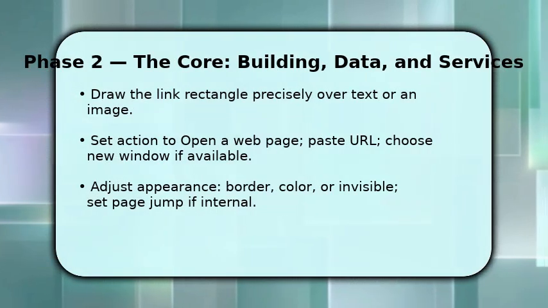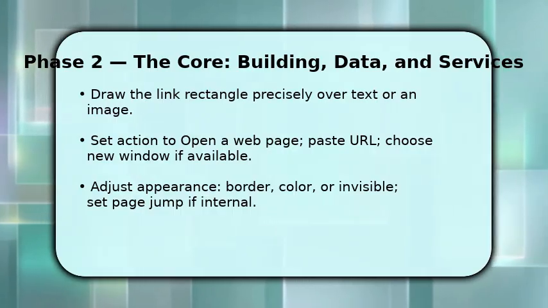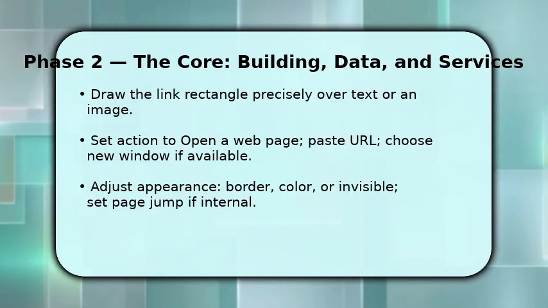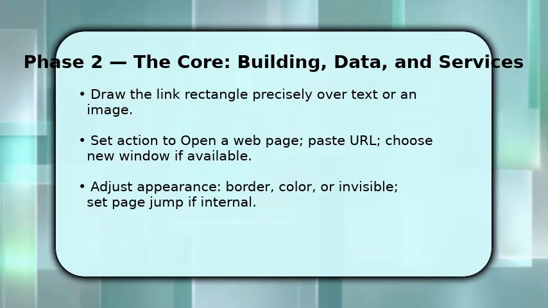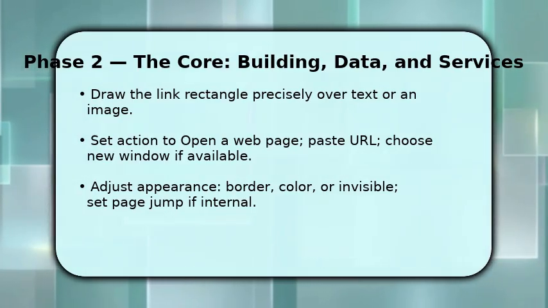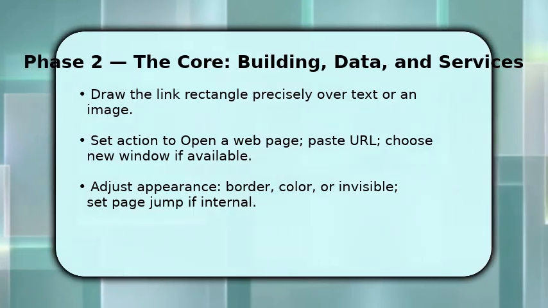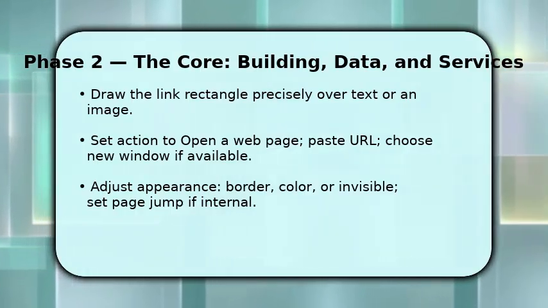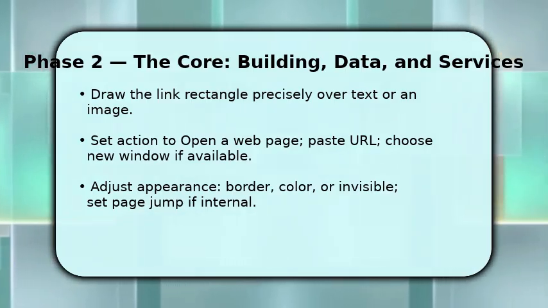Now you create the actual link. Draw a rectangle or highlight the text area you chose. After drawing, assign the action, select Open a web page for external URLs, and paste the URL exactly, including https:// when required. If the editor allows, choose to open in a new window so readers don't lose the PDF. Otherwise, leave defaults. Once configured, tweak appearance, border color, thickness, or make it invisible so the link fits the layout. This ensures both functionality and clean presentation.